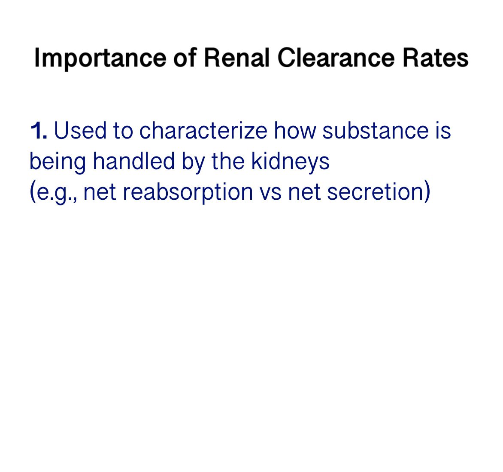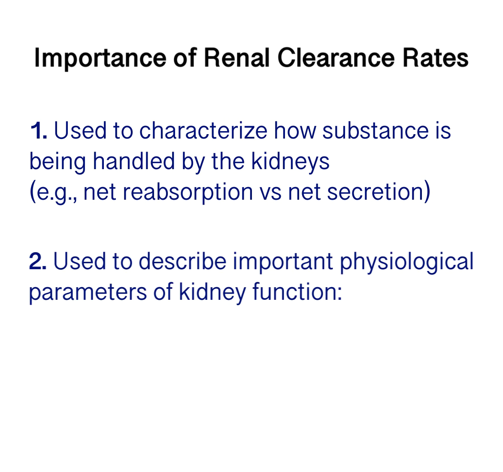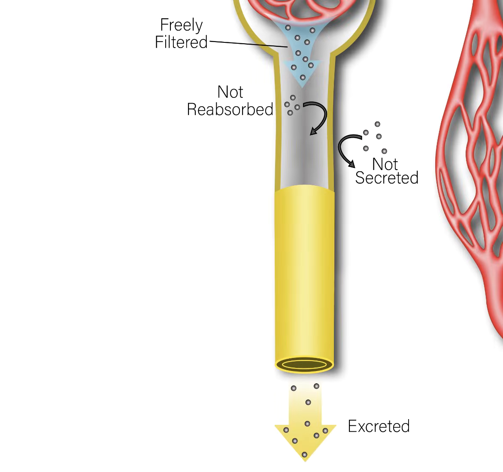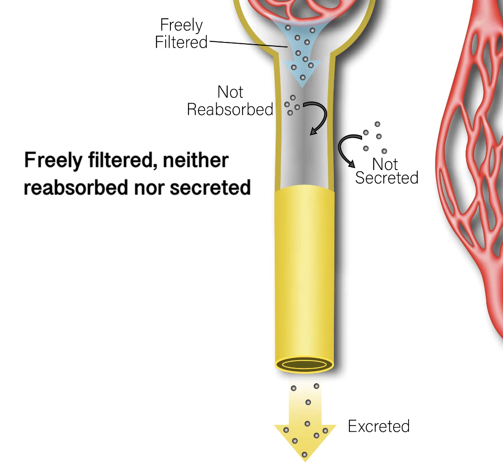Perhaps more importantly, though, the clearance rates of various substances can be used to describe important physiological parameters of kidney function. Specifically, the clearance rates of certain substances can report the glomerular filtration rate, or GFR, which is the volume of fluid filtered by the kidneys per unit time, and the clearance rates of other substances can report the renal plasma flow, RPF, or the volume of blood plasma perfusing the kidneys per unit time. In order to understand this, let's go back to the scenario where a substance is freely filtered and neither reabsorbed nor secreted. This is where the amount of the substance that's excreted is equal to the amount that's filtered.